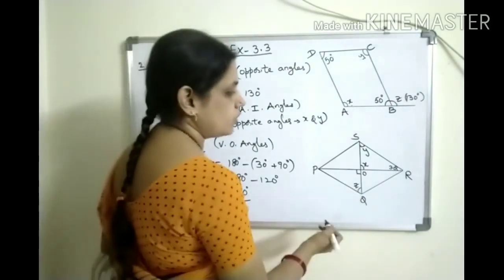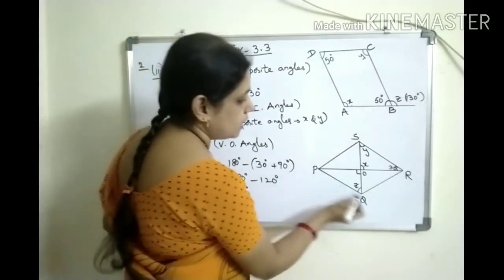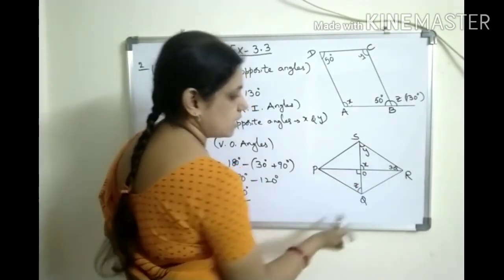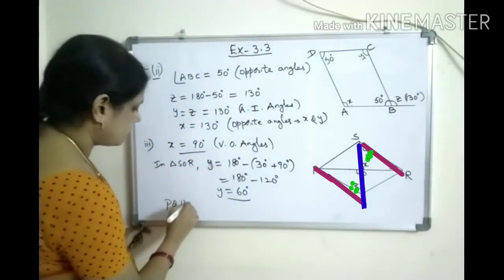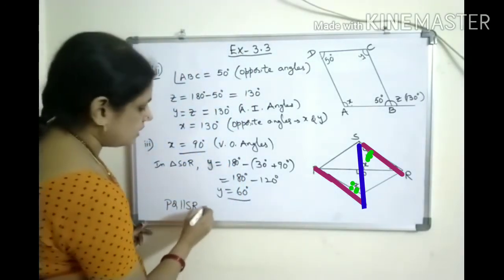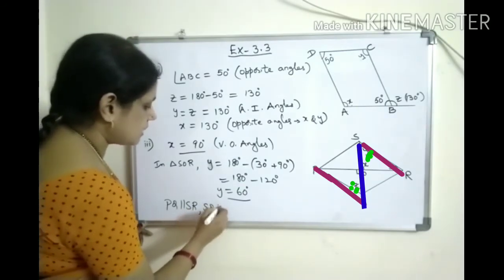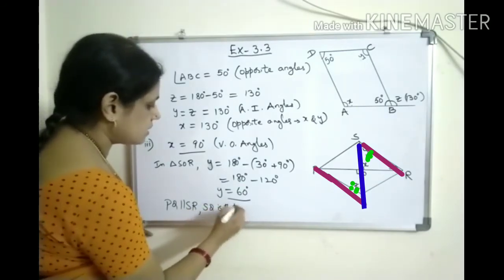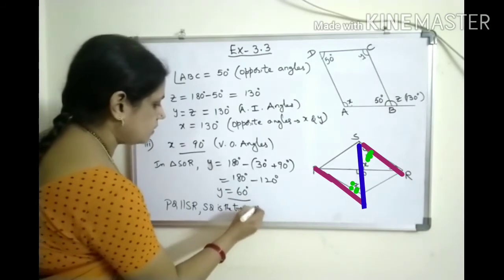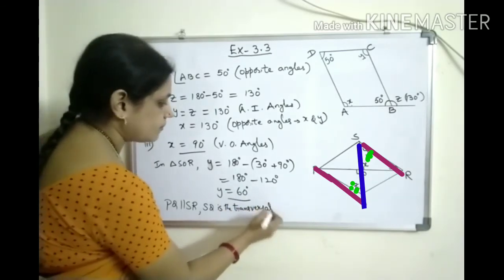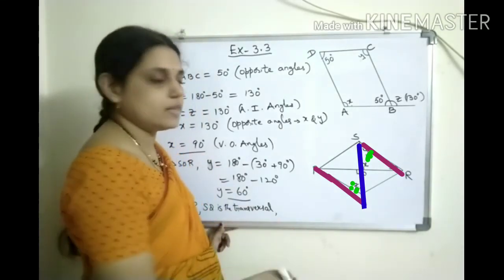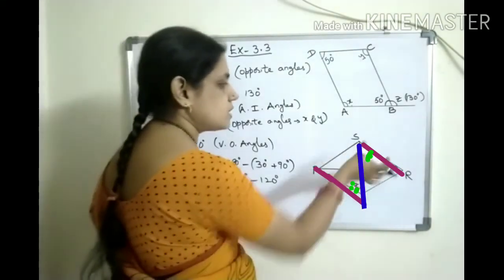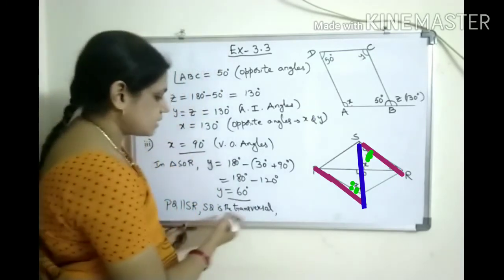Then Z. What about Z? Here if you observe, PQ is parallel to SR, and then QS or SQ is the transversal. If you take it like that, how can you tell that PQ is parallel to SR? Since it is given that this is a parallelogram. Okay, in the question it is given that it is a parallelogram. So opposite sides should be parallel. So SQ is a transversal.